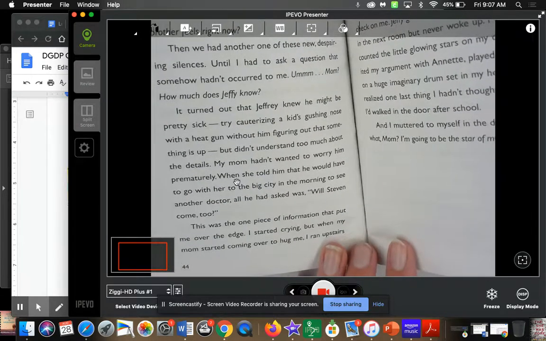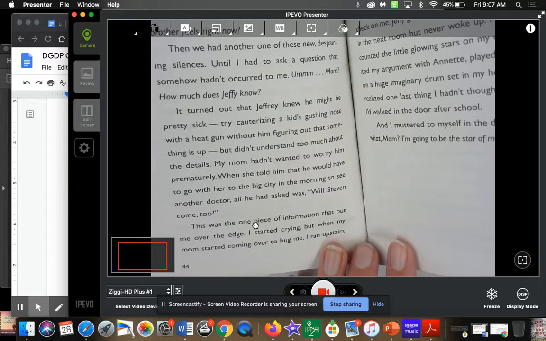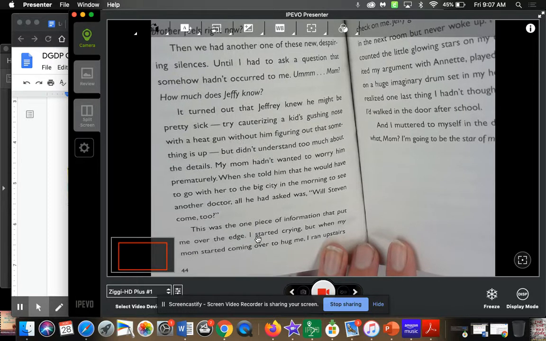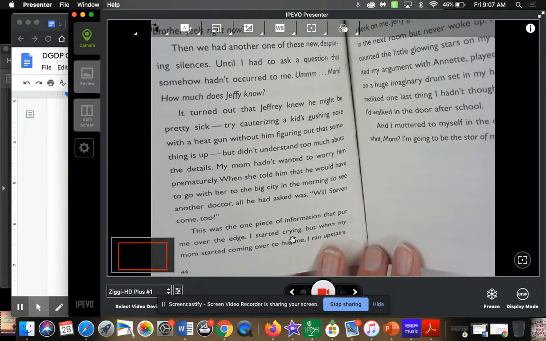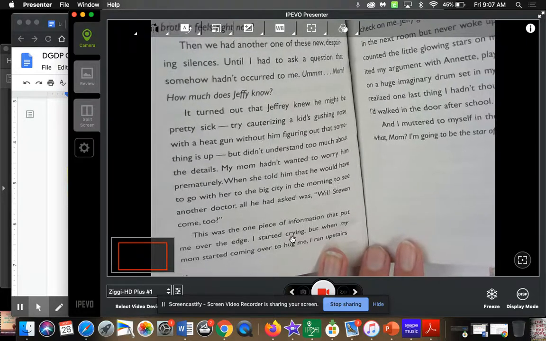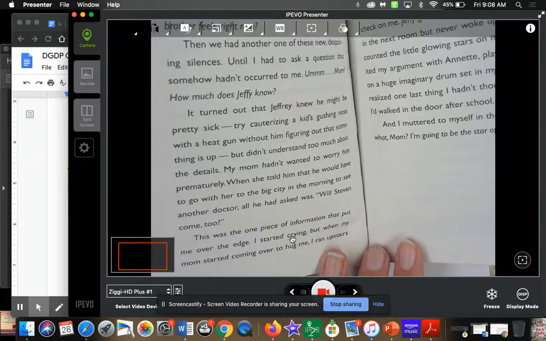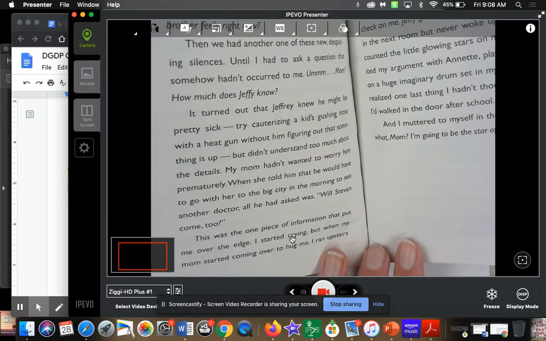Now this is a lot. So maybe we could use, I started crying, but when my mom started coming over to me, I ran upstairs for bed. That is a way that everybody realistically could react, right? People could react to this kind of news realistically.